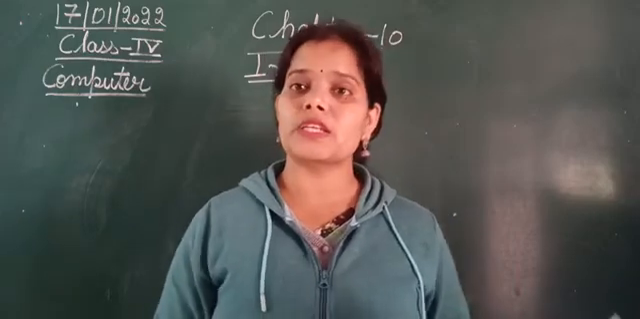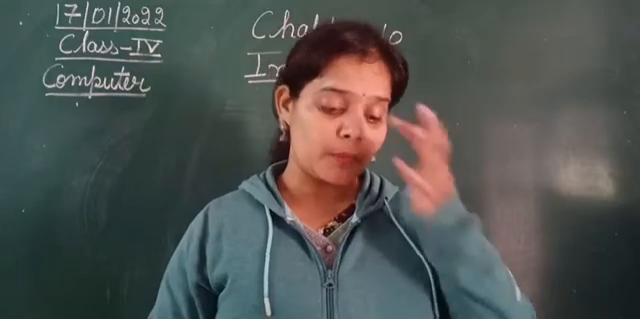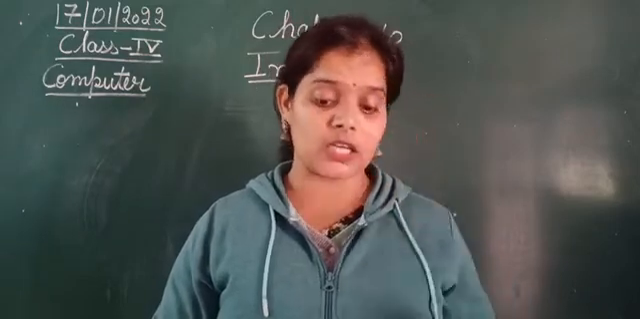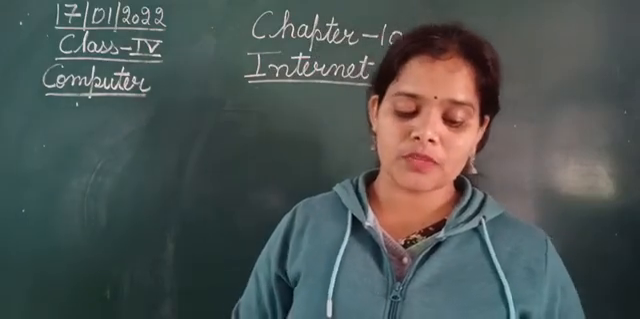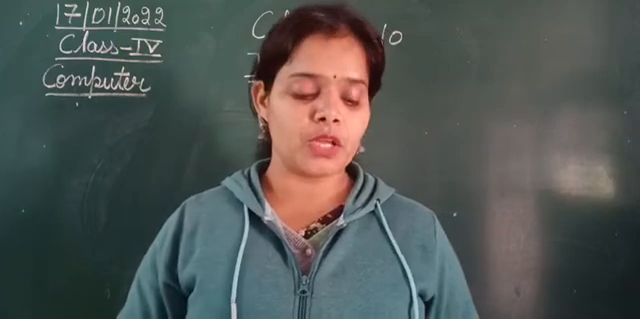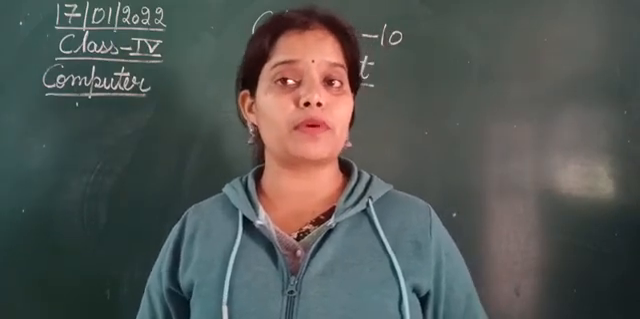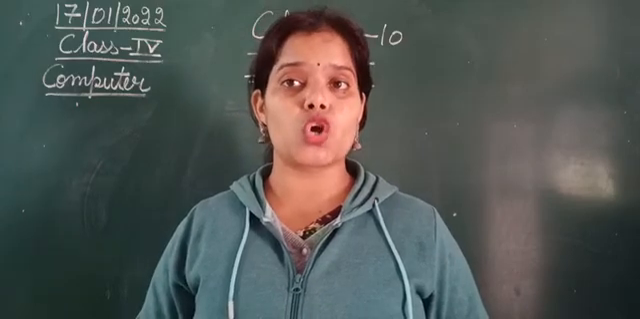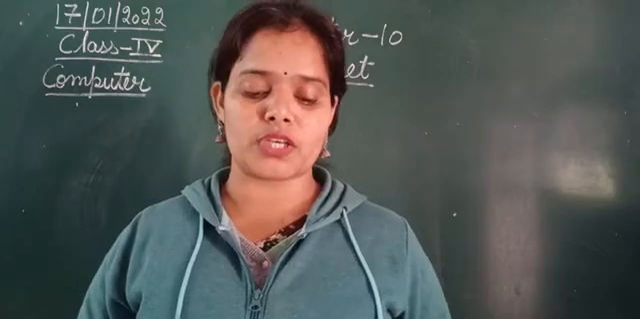First of all, let's read the definition that is given in the book. The internet is popularly called net. It is a technology that connects millions of computers across the world. Computers connected to the internet can exchange information with one another. So the internet is also known as net. The other name of the internet is net. We can also call it net. And it is a technology that connects millions of computers across the world.